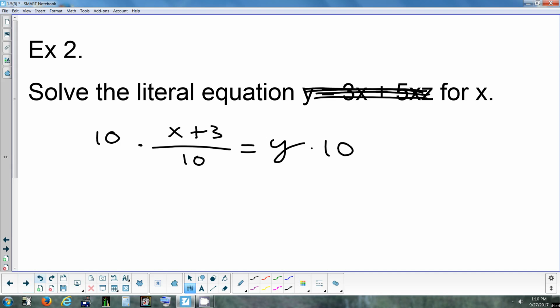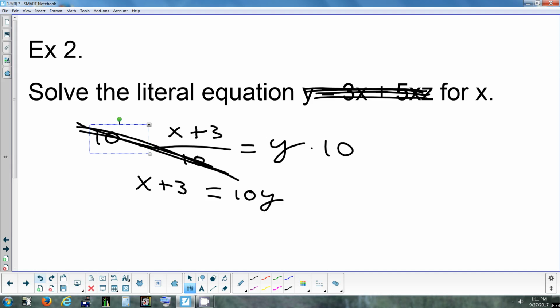And Joe started to tell us what's going to happen here. What happens when you divide by 10 and multiply by 10? The 10s cross out, and then it'd be x plus 3 equals. Yep, stop there. X plus 3. That's all that's on the left. What's on the right now? Y times 10, which we normally write as 10y.